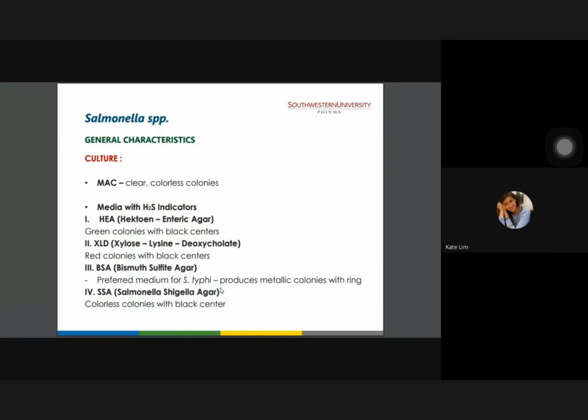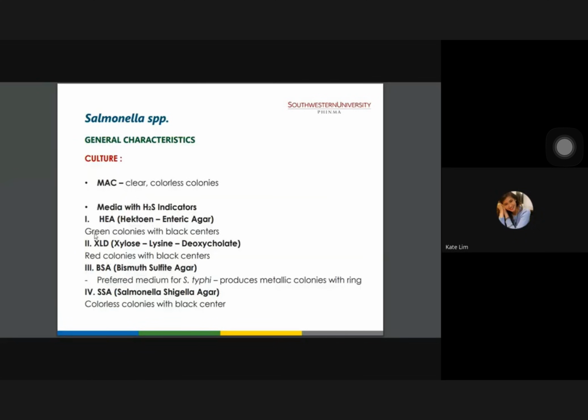So if your HEA produces green colonies, your XLD produces red colonies, still with black centers. Your black centers would indicate that the bacteria has the capacity or ability to produce hydrogen sulfide. Why is this red? The red color of your XLD means red colonies now.